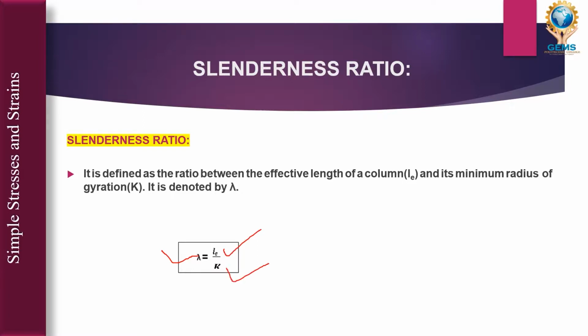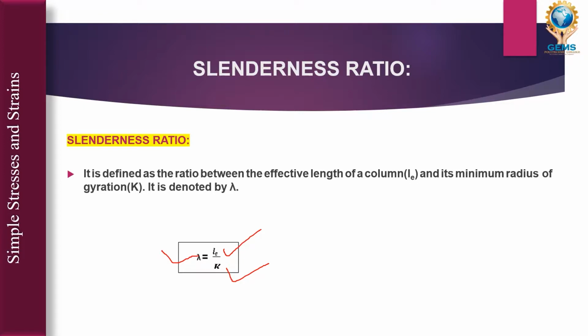What is lambda? What is LE? What is K? Suppose that if you remember only the formula lambda is equal to LE divided by K, then easily you can write the definition of slenderness ratio, because the definition comes from the formula and formula comes from the definition. If you are able to write the definition, then you must be able to write the formula, and if you are able to write the formula, then no one will stop you to write the definition of the particular topic.